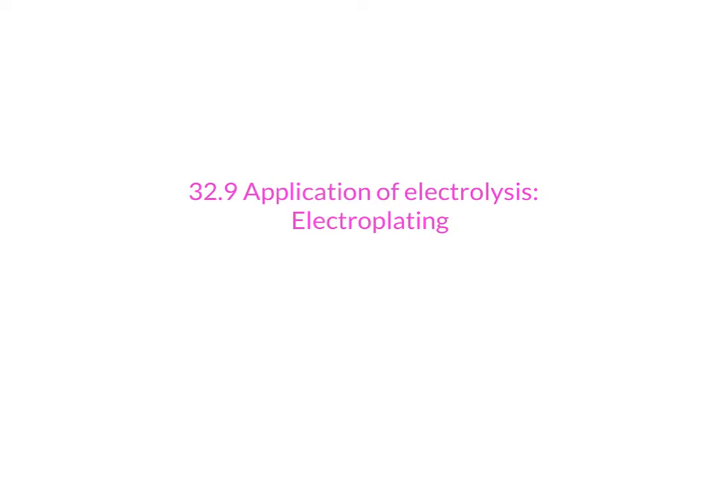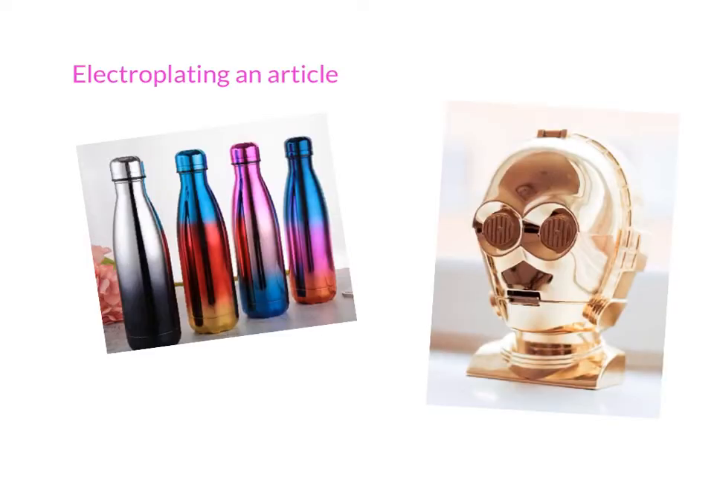Yay, we finally come to the applications of electrolysis. We've learned all about electrolysis because it is so useful in our daily life. So the first one that we're going to deal with will be electroplating. Electroplating can be used on many different kinds of articles. The advantage of that is to make the article, the object, look better and more attractive.